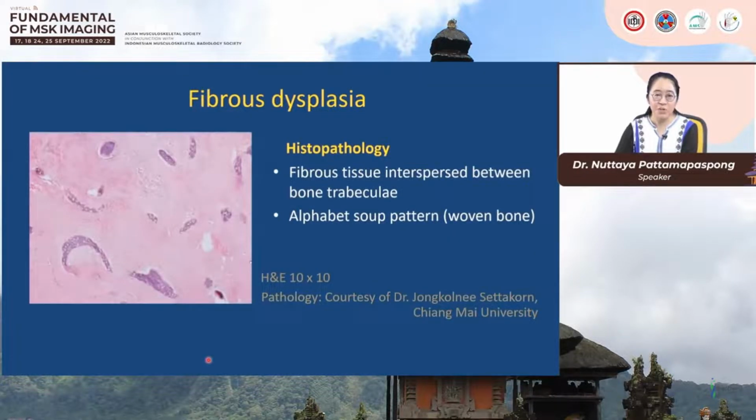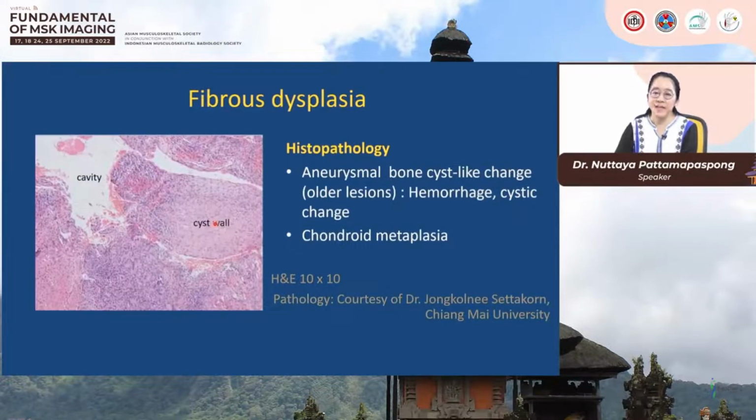This is a histological finding of fibrous dysplasia that has fibrous tissue and bone trabeculae in an alphabet soup pattern; this is woven bone. But in fibrous dysplasia, you also can have aneurysmal bone cyst. It's a cystic-like lesion that is present in older lesions, meaning patients of older age have this more often. It has hemorrhage and cystic change inside. It can even have chondroid metaplasia. So these findings cause heterogeneity on MRI.